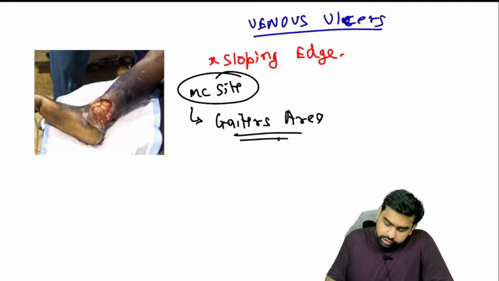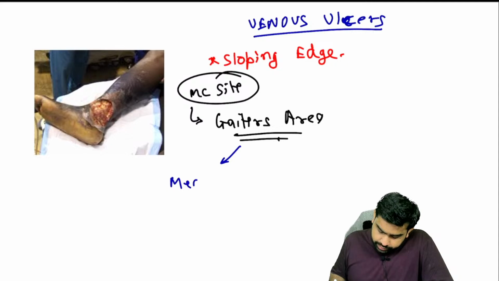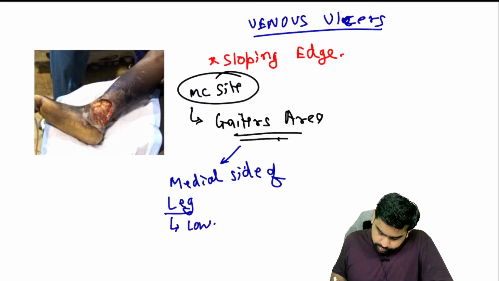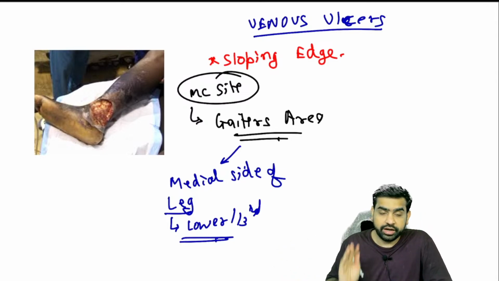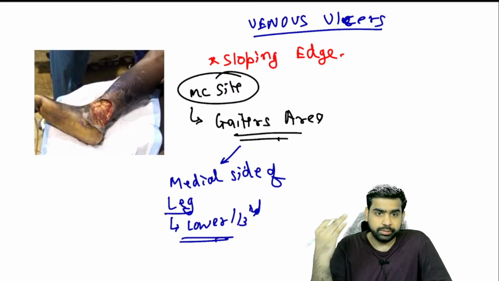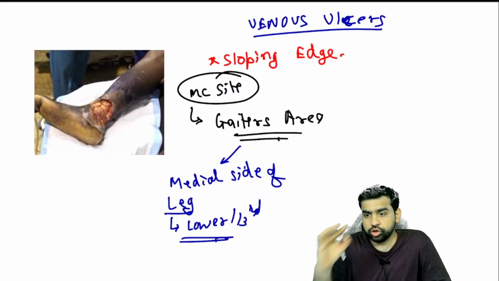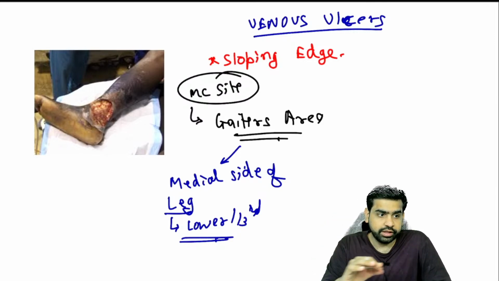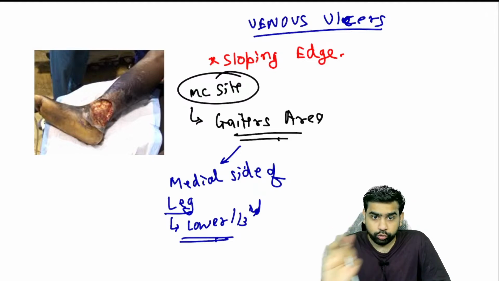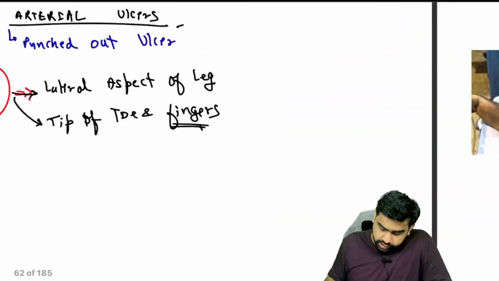So what is this gaiters area? This is the medial side of the leg, lower 1/3. So venous ulcers are basically present on the medial side of the leg, lower 1/3. This is the gaiters area, and this is the characteristic image you see in the venous ulcer, with sloping edges. Got it? Now, what else do you need to understand over here?